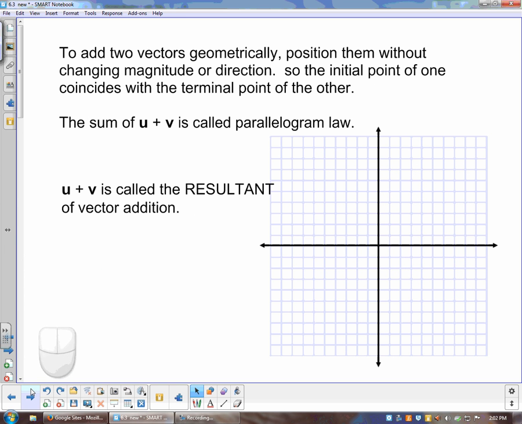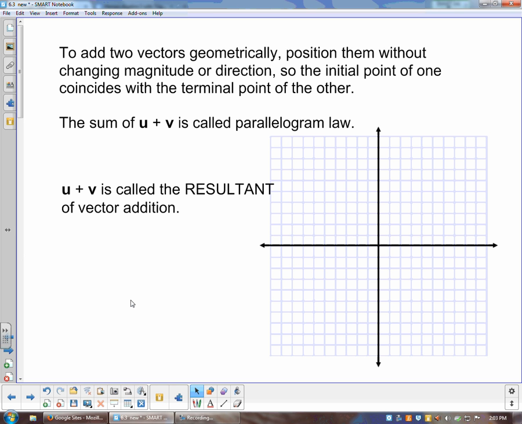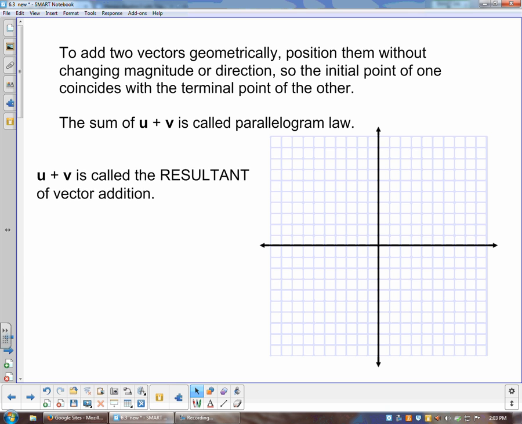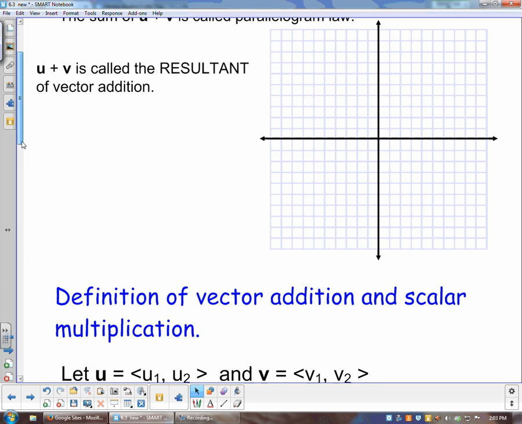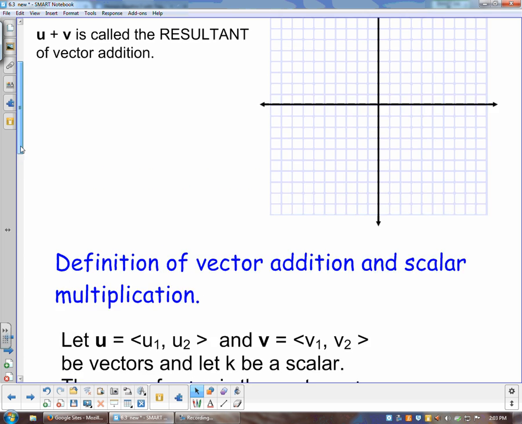All right, to add two vectors geometrically, position them without changing the magnitude or the direction so that the initial point of one coincides with the terminal point of the other, and the sum of vector u plus vector v is called the parallelogram law. So let's see how this works. And also u plus v would be called the resultant of vector addition. Well, let me back up for a second.